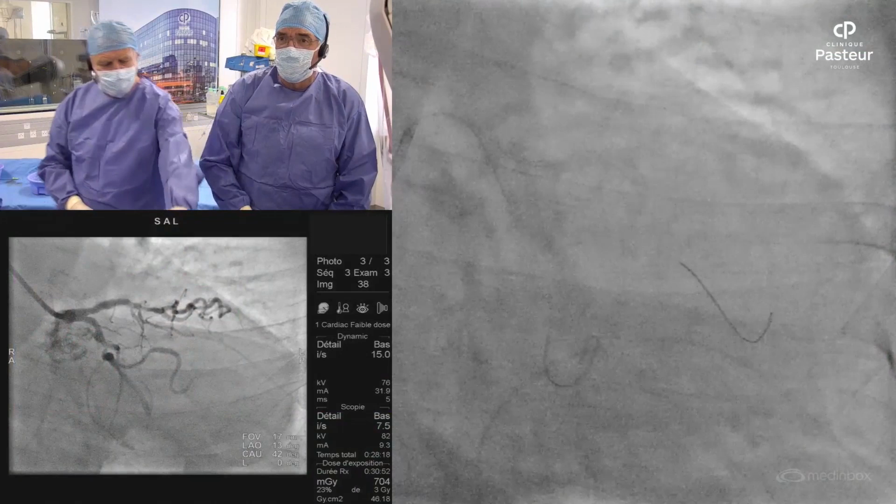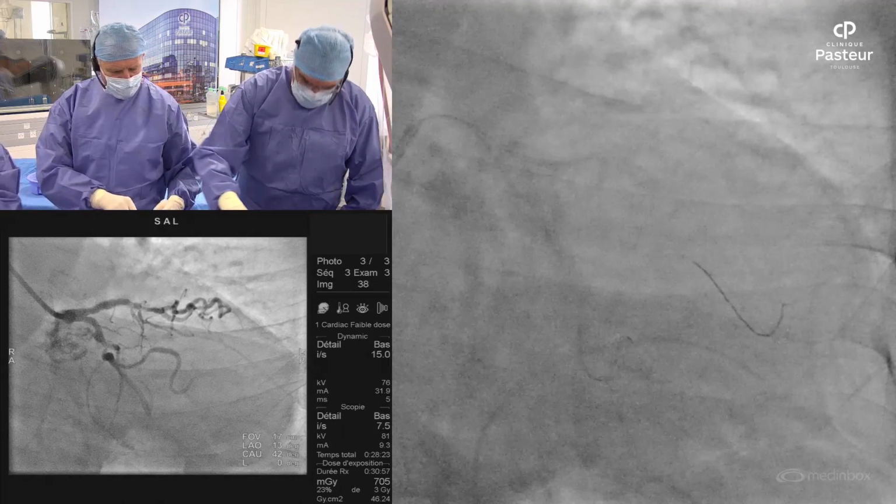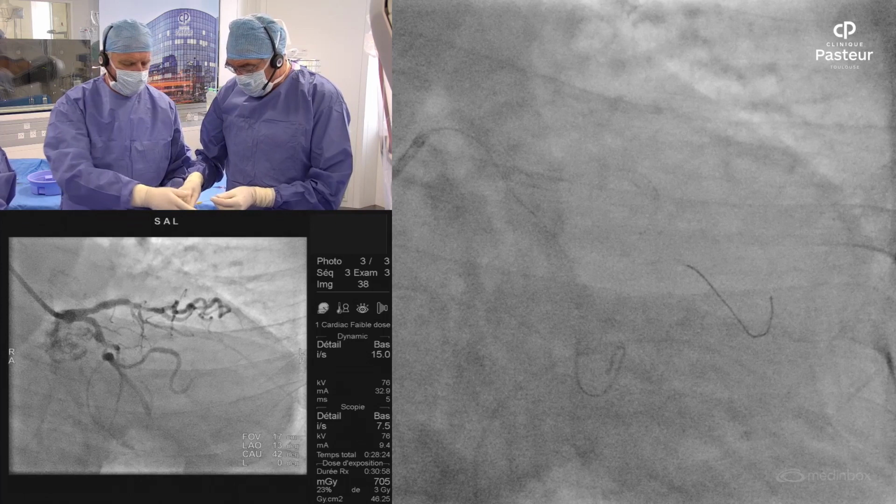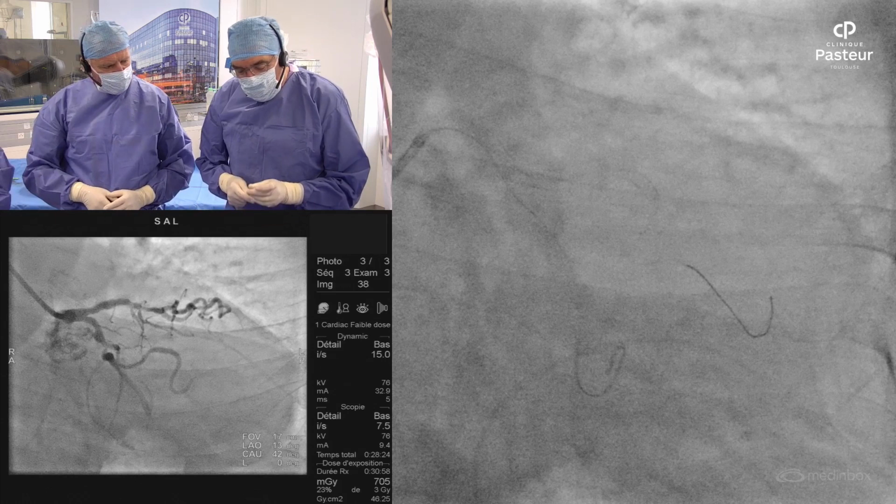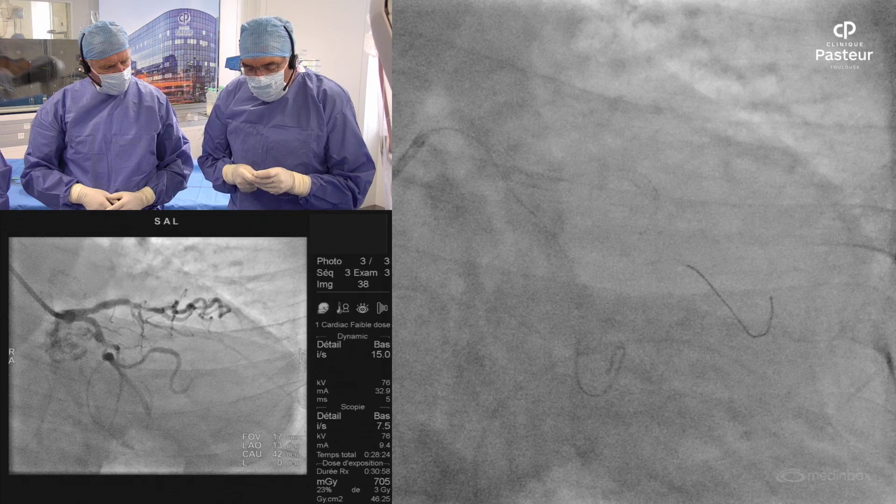I'm going to ask a question to the audience here and ask them to vote on who would be happy to leave the OM2 now with that appearance of a narrowing at its ostium but TIMI-3 flow. So would you be happy to leave it? Yes. Or would you be unhappy to leave it? No. And we'll see what we get with Bruno here.